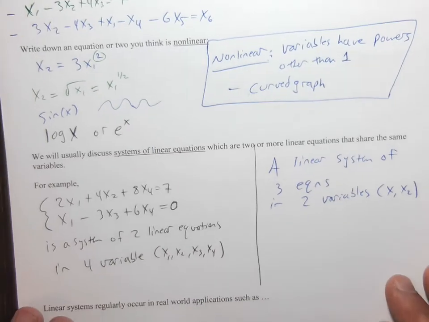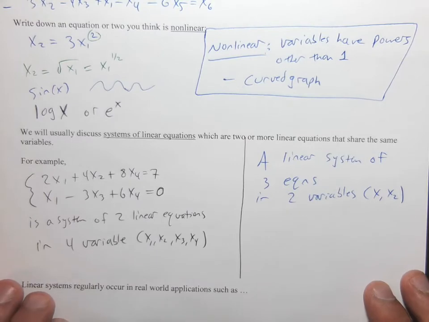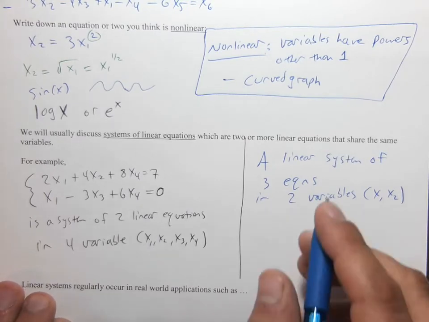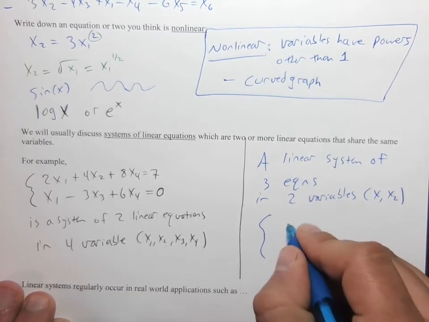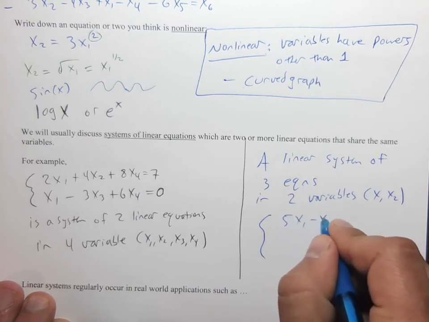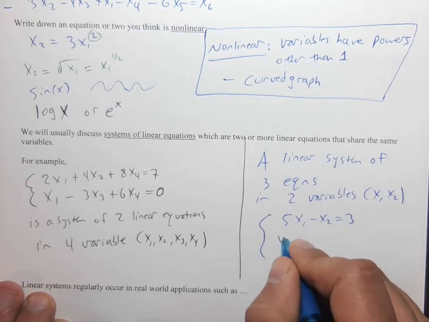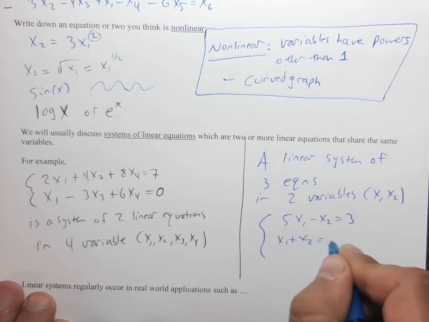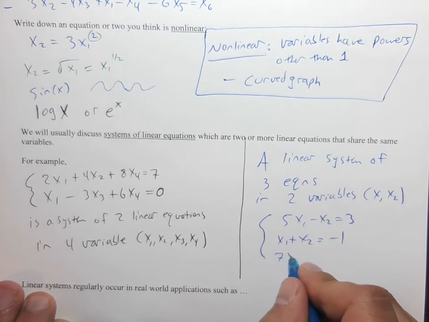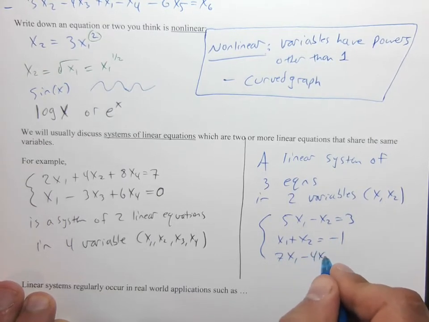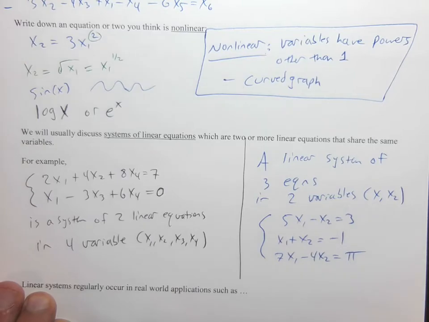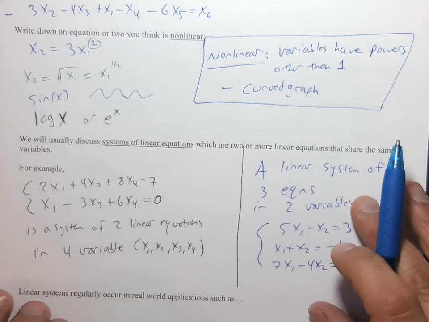Lots of different answers could fit into that box. And one that I'm going to come up with right now is this: 5x1 minus x2 equals 3. x1 plus x2 equals minus 1. 7x1 minus 4x2 equals, say, pi or something. Right? So there's 3 equations there.